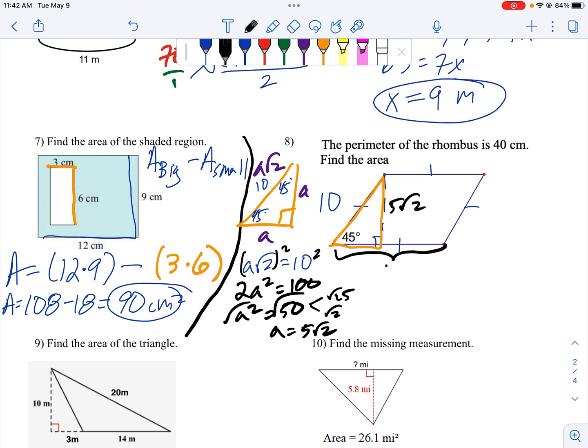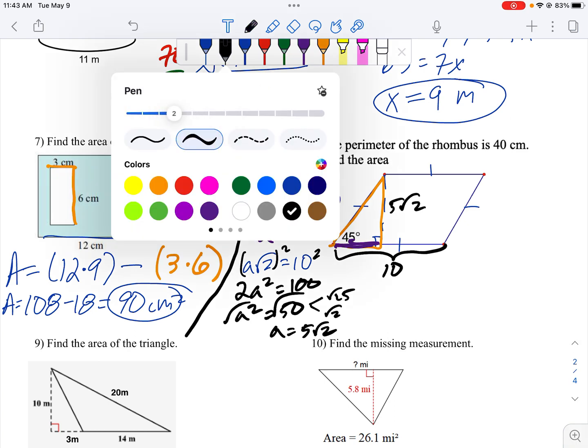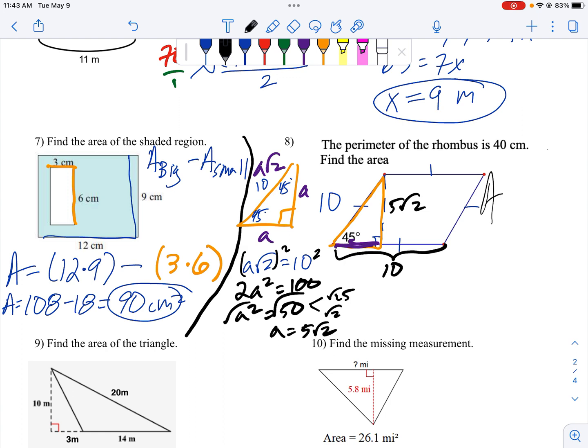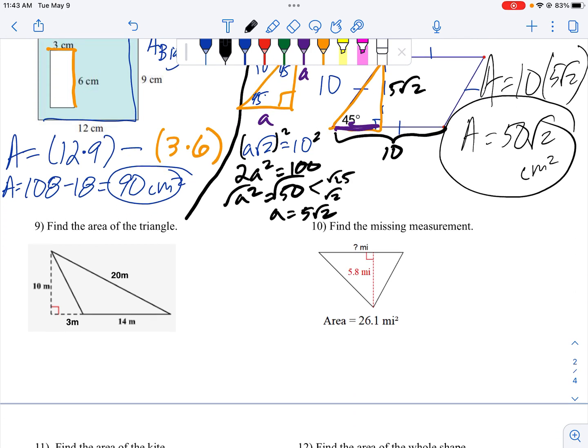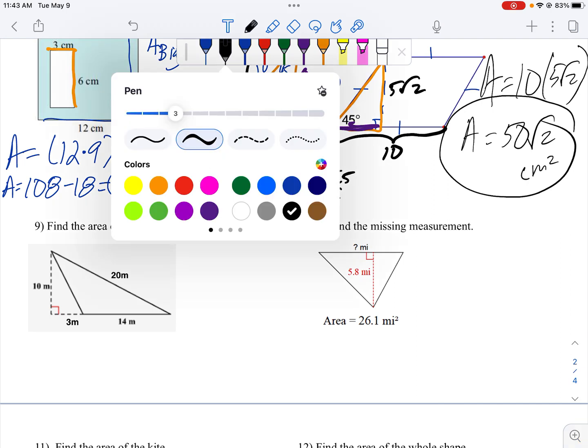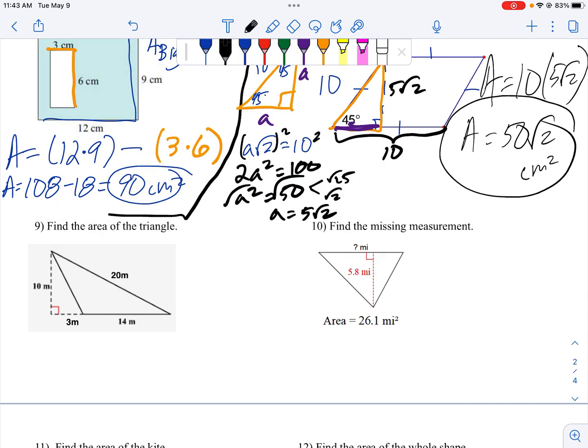And again, this entire base is still 10. Remember, I don't need to worry about what this little piece is. I care about the entire base, similar to the problem on the other side. So if I want to find the area, it's 10 times 5 root 2. So the area, 10 times 5 is just 50 root 2 centimeters squared. Hoorah. Here we go.